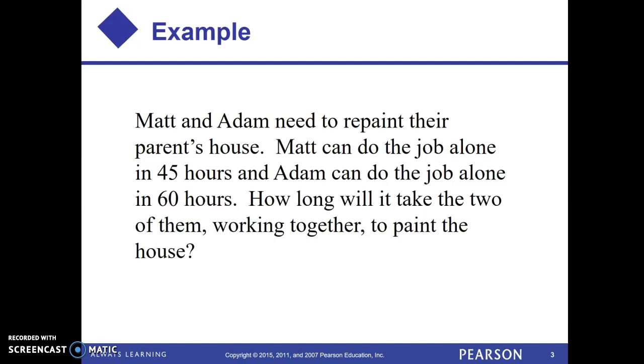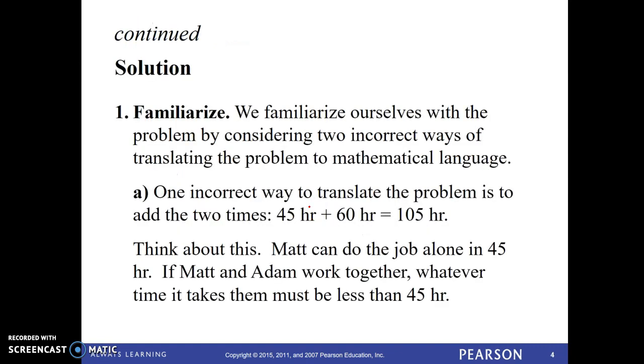Let's look at an example. Matt and Adam need to repaint their parents' house. Matt can do the job alone in 45 hours. Alone. That's the trick here. So if he was just working, it would take him 45 hours. Now, Adam, he can do the job alone in 60 hours. How long will it take the two of them working together to paint the house?